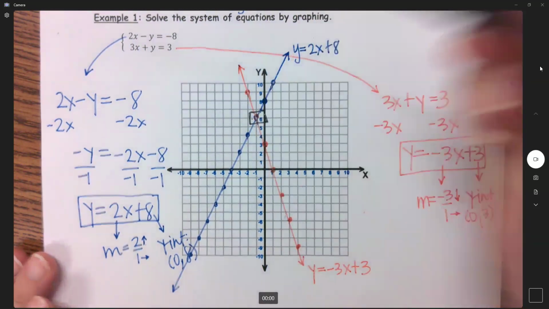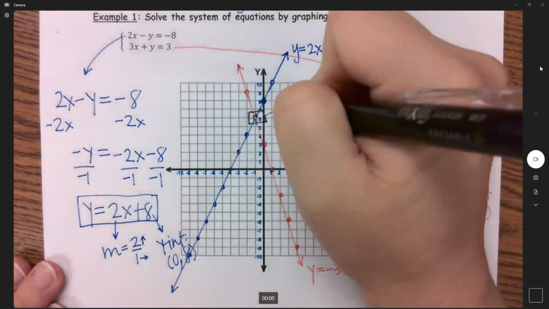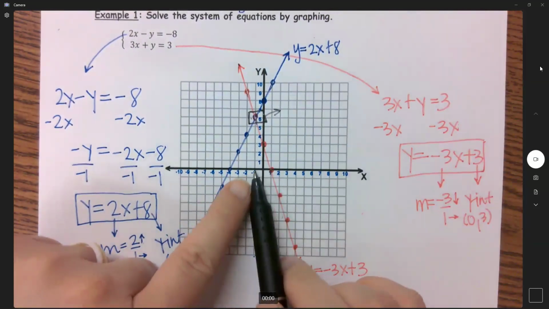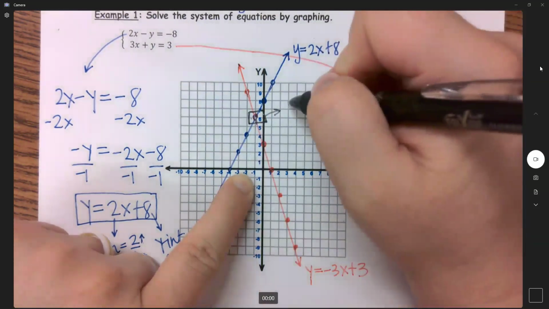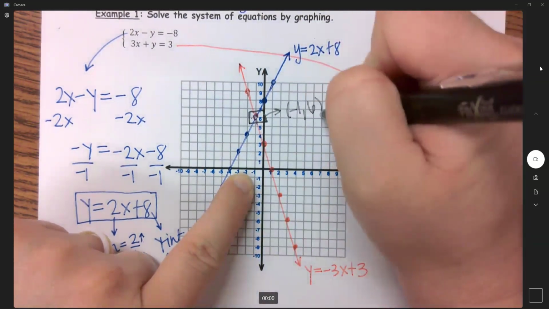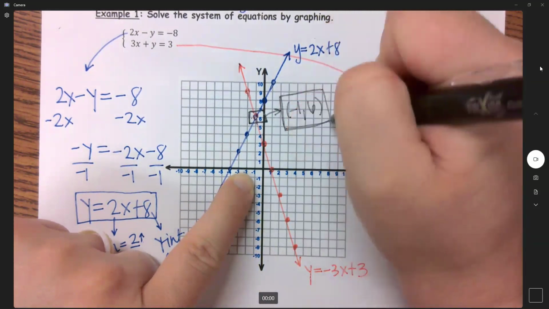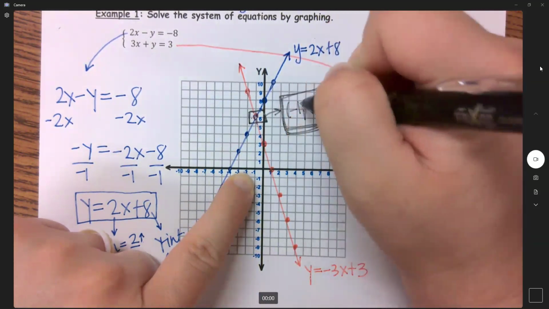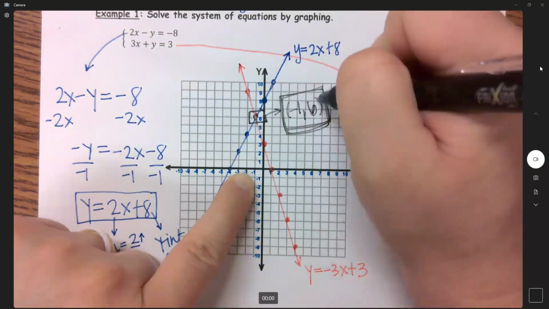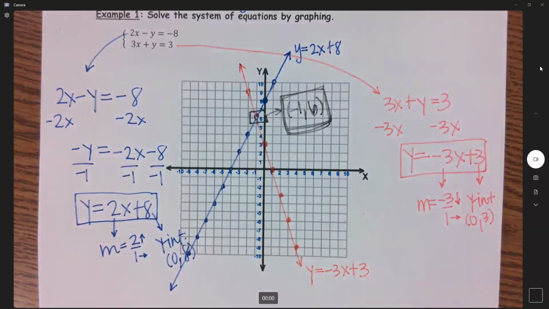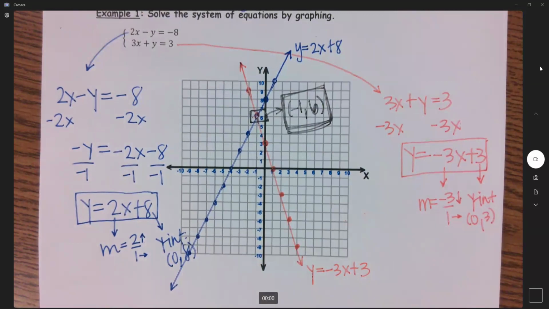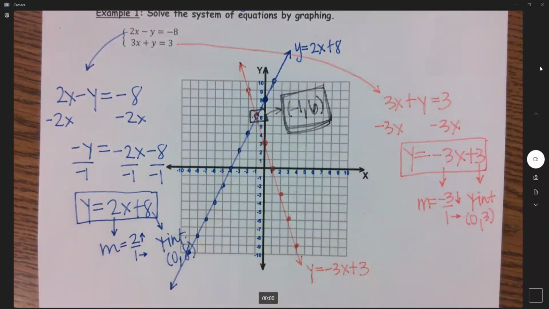And so what is that ordered pair? That ordered pair is at -1, 6. And so that is my solution. -1, 6. So we can see visually when I graph these two lines where they are crossing.